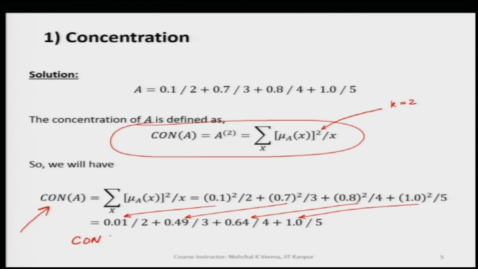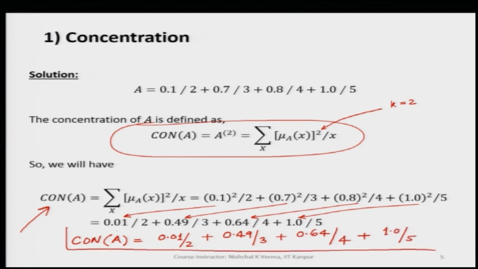So, we can write that the concentration of A is 0.01 oblique 2, then 0.49 oblique 3, then 0.64 oblique 4, then 1 oblique 5. This is the new fuzzy set as a result of the concentration of the discrete fuzzy set that was given to us. Alright, so this was the example for the concentration of a discrete fuzzy set.